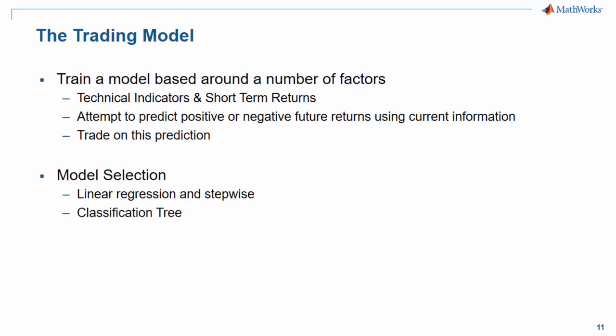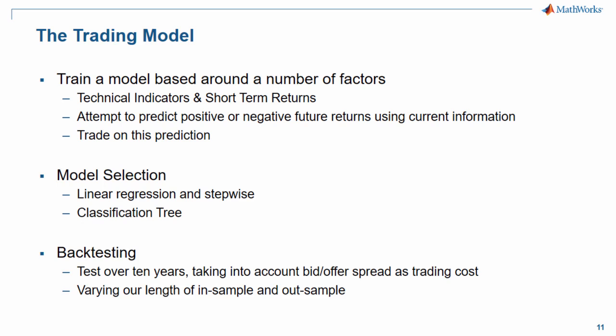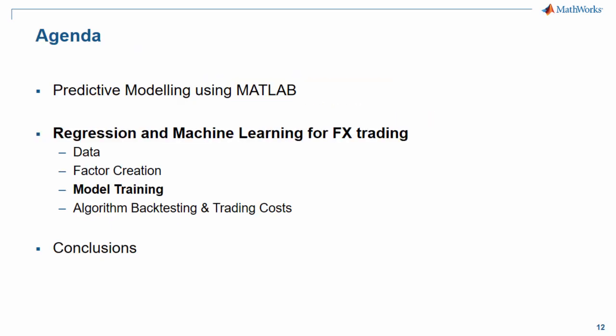The models, as I said, will be some linear regressions or stepwises and a classification tree. And then our backtesting is going to test it over 10 years, taking into account bid offer spread as a trading cost. And then we will just have a brief discussion on varying our length of in-sample and out-of-sample in this backtesting platform. So in the model training, we're going to start off with some linear models.